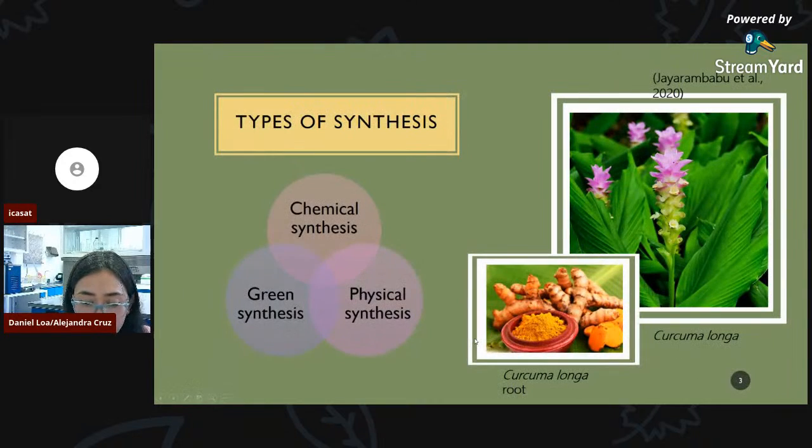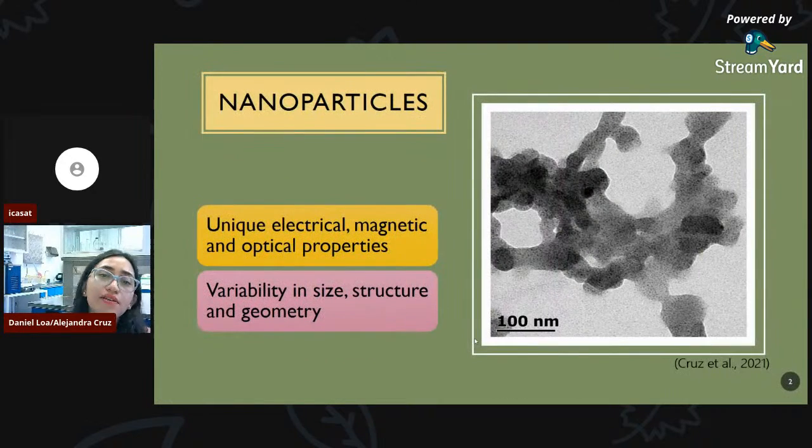So to begin with, I'm going to tell you about nanoparticles, which are very well known because of their size. This can go from 1 to 800 nanometers. Here you can see an image of them. Actually, these are copper nanoparticles, but synthesized in a different way.